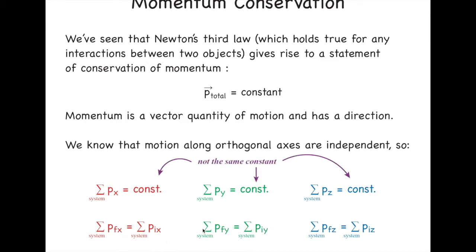Now, these three constants are not the same constant, right? Something can have a zero x component, but a non-zero y component. If we've got two objects moving purely in the y direction, both moving in the positive y, then they both have positive y momenta components, but because they're not moving in x at all, they have zero. So in that case, this constant would be zero, but this constant would be something positive, right?